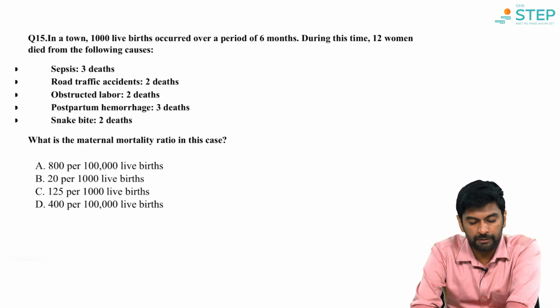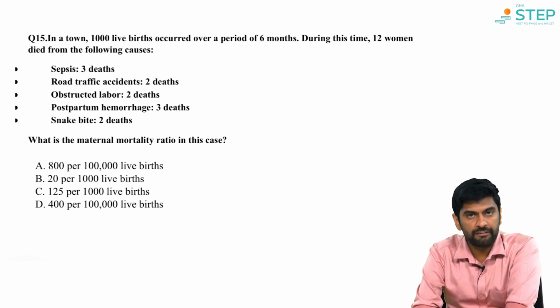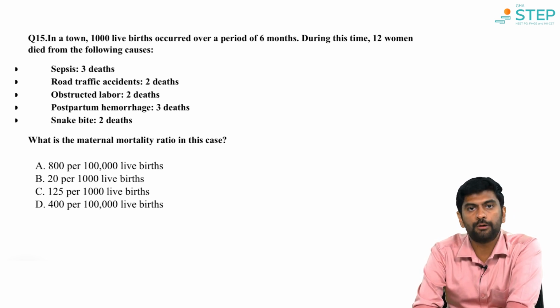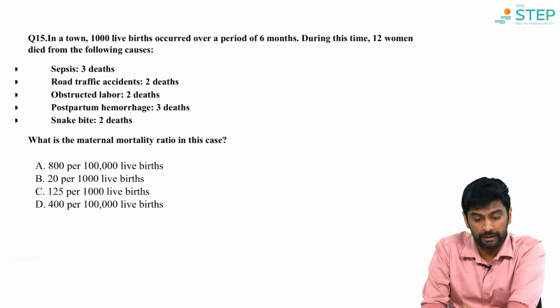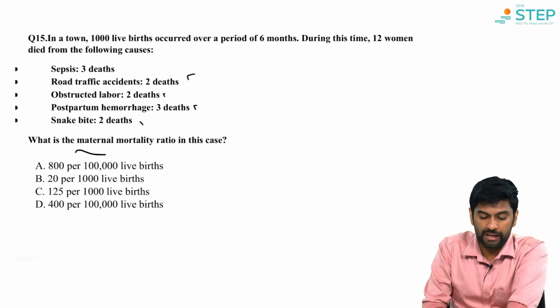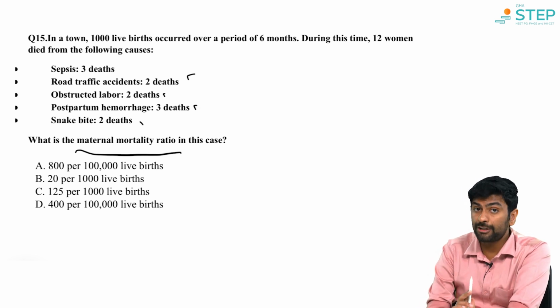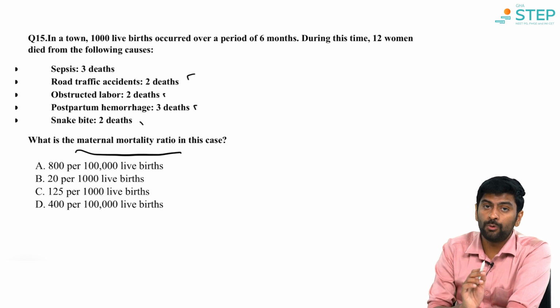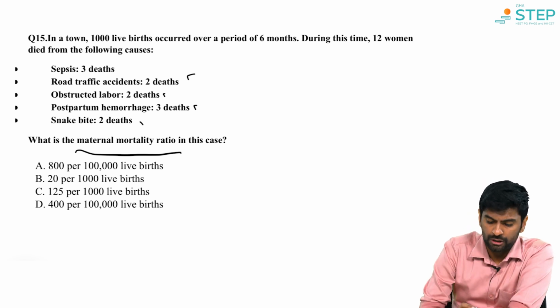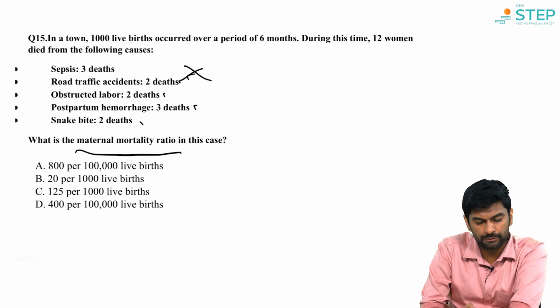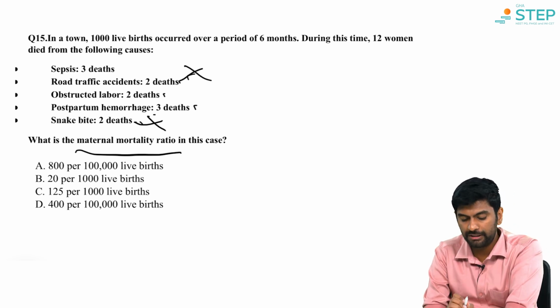Coming to question 15. In a town, 1000 live births occurred over a period of 6 months. During this time, 12 women died from the following causes: sepsis, RTA, obstructive labor, postpartum hemorrhage, and snakebite. Now, MMR, maternal mortality ratio, includes only those which are due to obstetric causes. So we have to rule out all non-obstetric causes. So an RTA can happen to anybody, right? So RTA is ruled out. The snakebite can happen to anybody. So snakebite is ruled out.